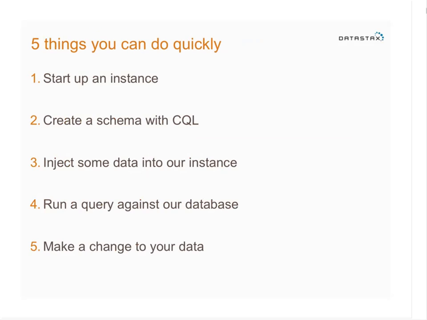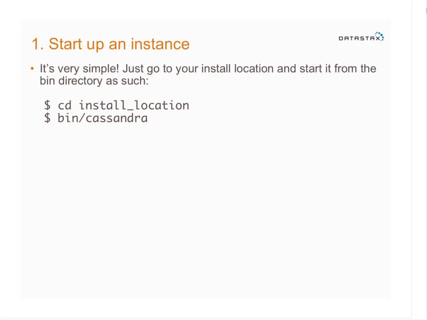We're going to run through this list here now of 5 things that you should be able to do very quickly when you start up a Cassandra instance. So assuming you downloaded the tarball, you should go to the install location and run Cassandra from the bin directory.